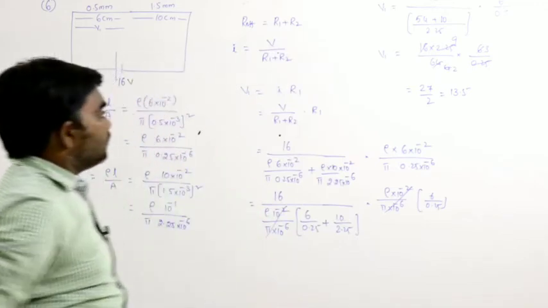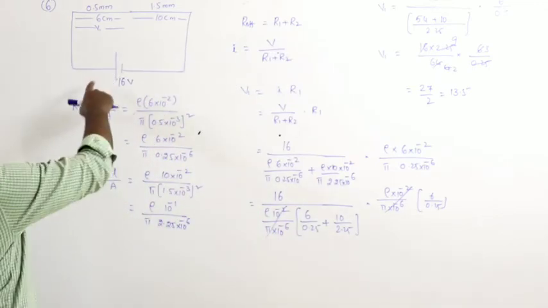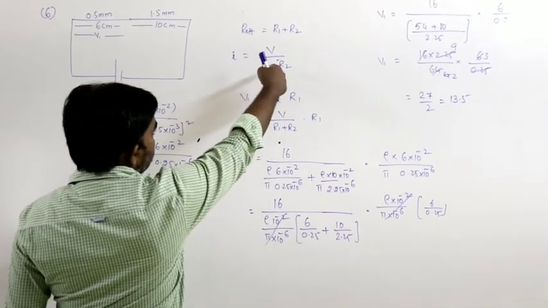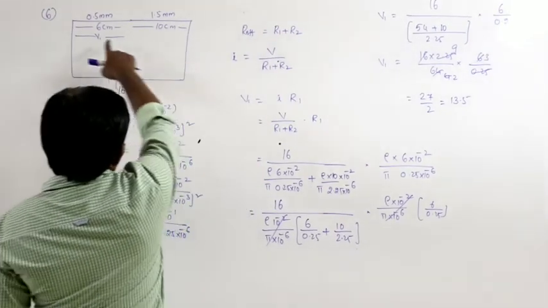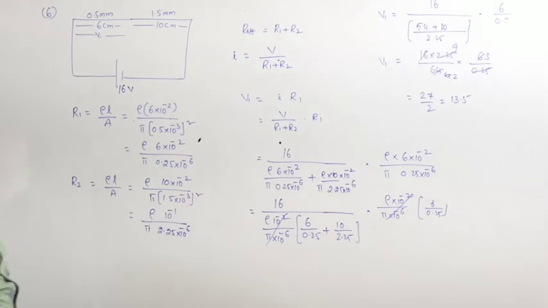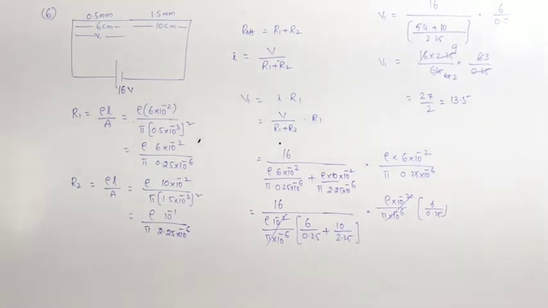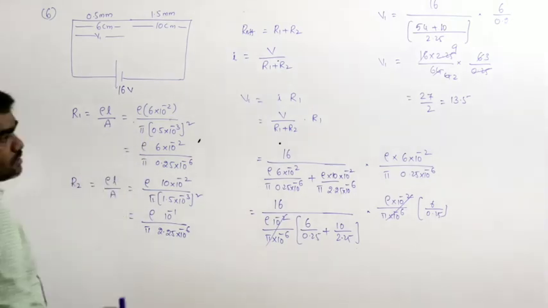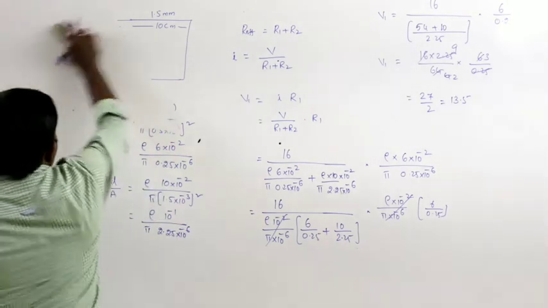So first we calculated the resistances and total current I is equal to V by R. Then V1, the potential across the first one. Just simple calculation is important here. So the formula is nothing but calculation.